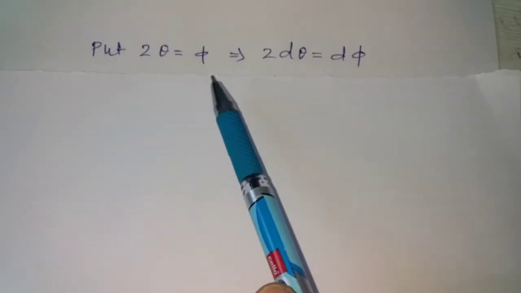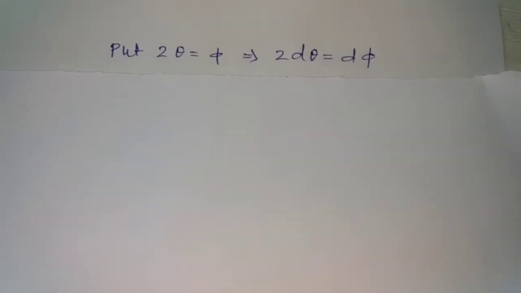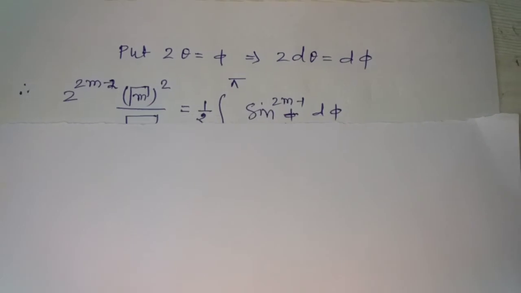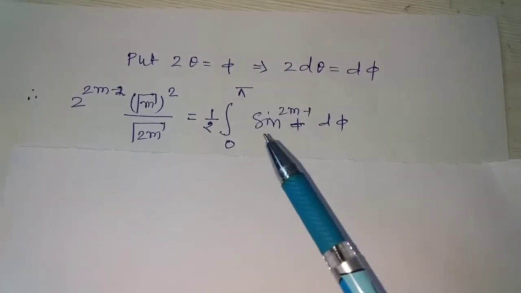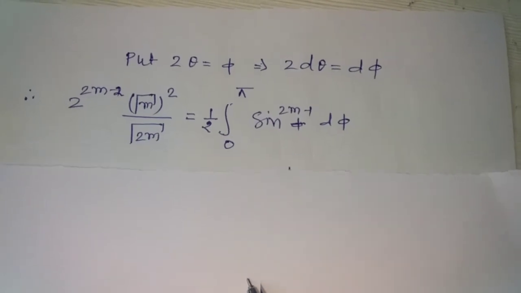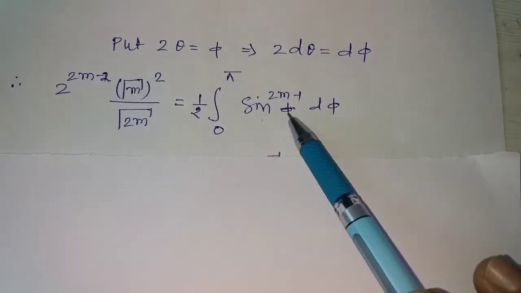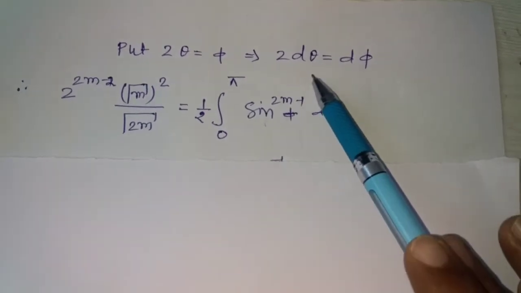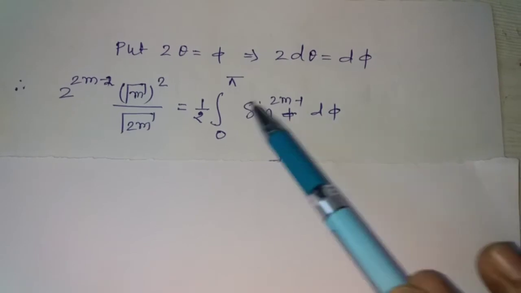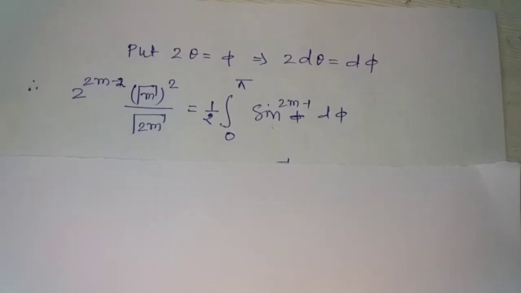So 2 theta equal to phi gives 2 d theta equal to d phi. Then the expression becomes, this left hand side as it is. Now in the right hand side we get integral sine phi, because 2 theta equal to phi, so sine phi raised to 2m minus 1, and d theta becomes d phi by 2. So 1 by 2 is constant, so we write it outside the sign of integral.